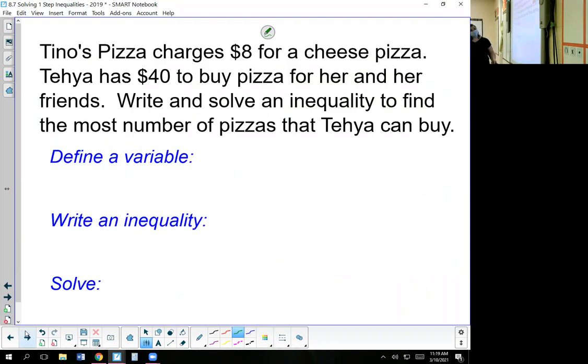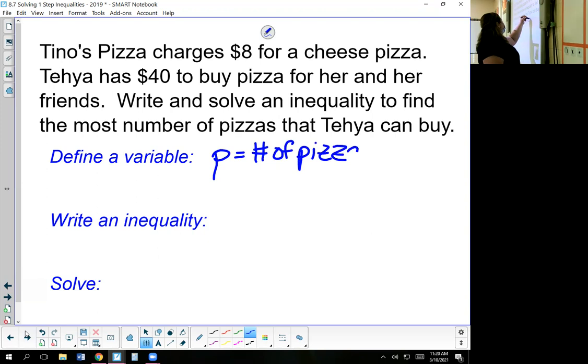And then there's somewhere you are writing an inequality like an equation. So Tina's Pizza charges $8 for a cheese pizza. Taya has $40 to buy pizza for her and her friends. Write and solve an inequality to find the most number of pizzas that Taya can buy. So what do I not know? Basically, let's just use P for the number of pizzas.